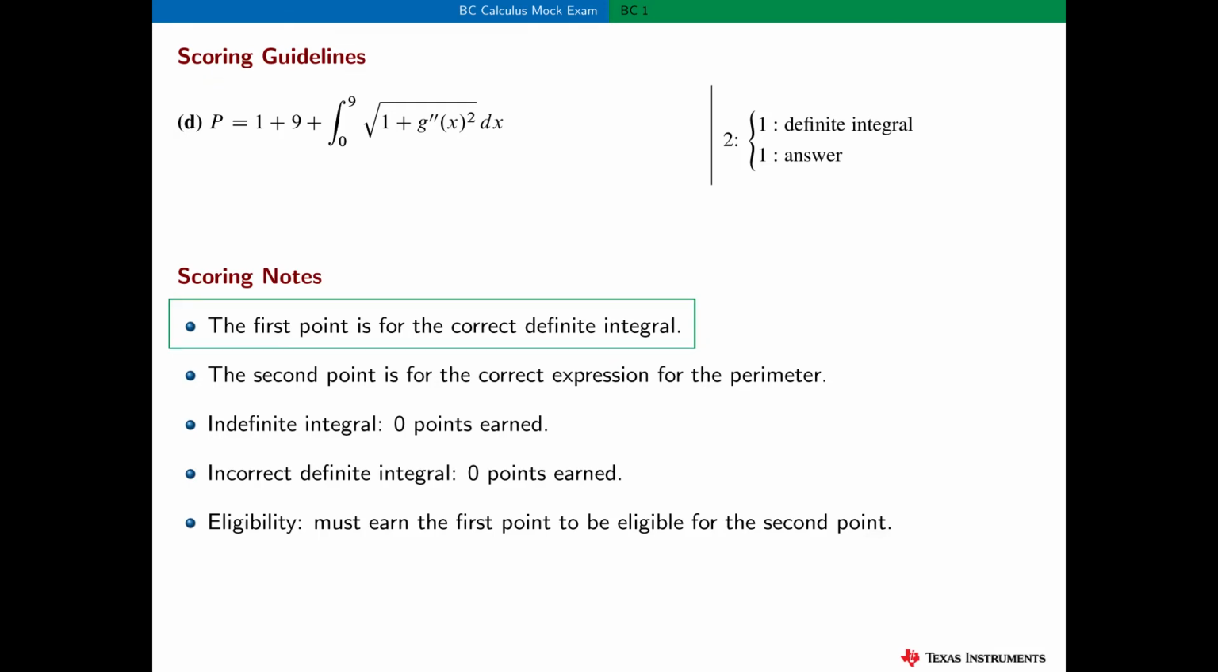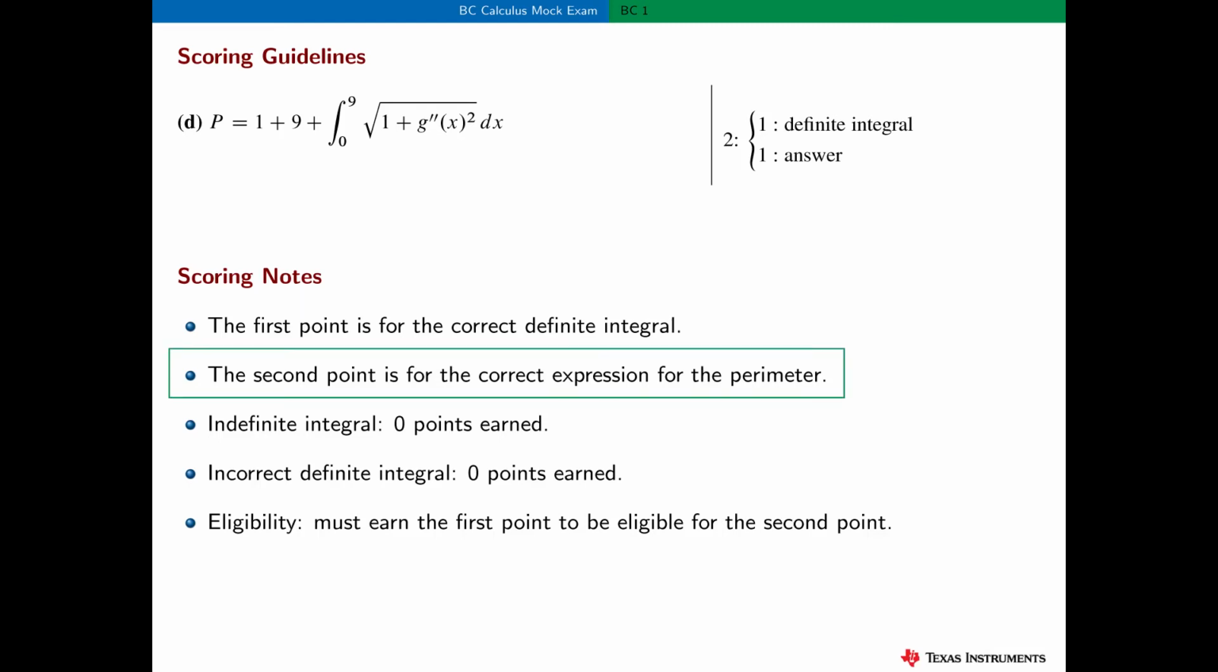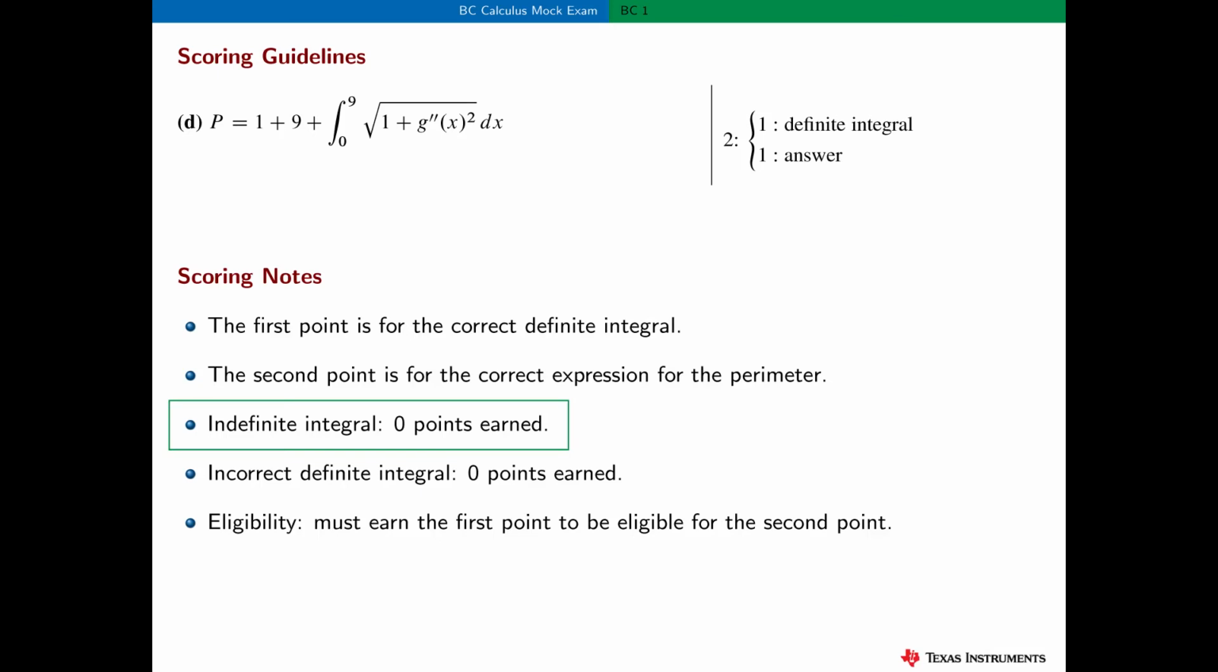Here are some interpretations of these guidelines to help understand how points are earned. The first point is for the correct definite integral, so the correct bounds must be included here. The second point is for the final correct expression for the total perimeter of the region R. If the student presents an indefinite integral, even if the correct distances along the x and the y axes are used, no points are earned.